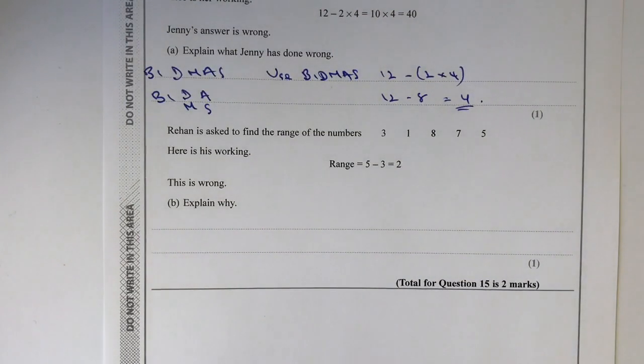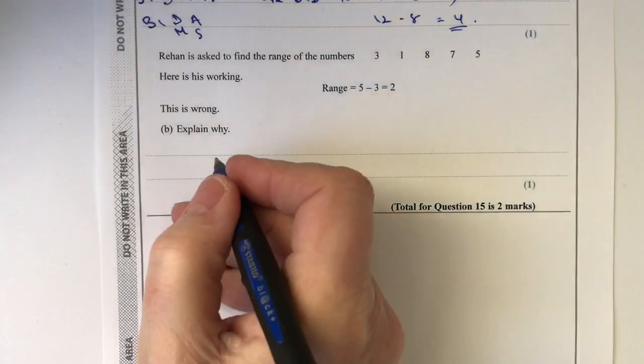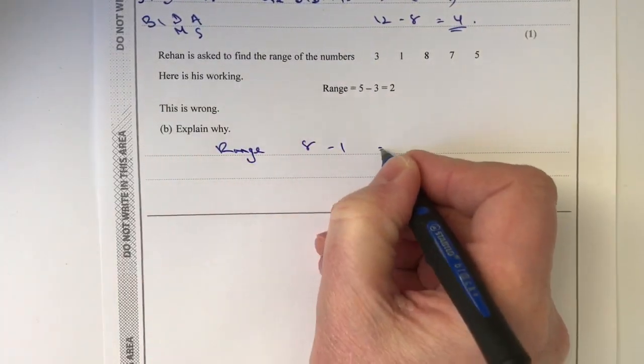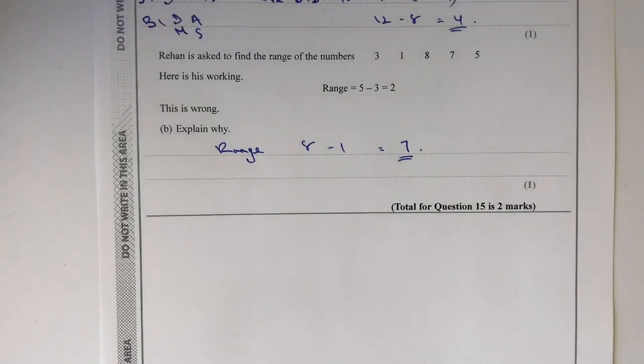Okay, so Rehan is asked to find the range of the numbers. Here is his working. This is wrong. Oh my gosh, there's a lot of wrong answers on this particular paper. Okay, well, the range is the highest to the lowest. Now, unfortunately for Rohan, he's not chosen the correct high number. The range is actually the difference between 8 and 1, which equals 7. Okay, and that would be fine for that particular question.